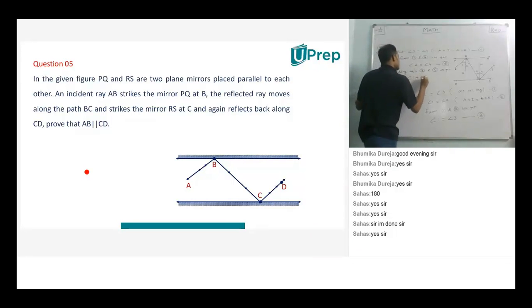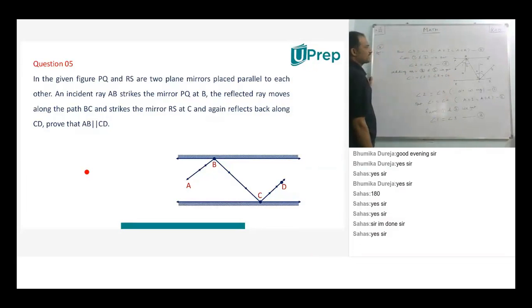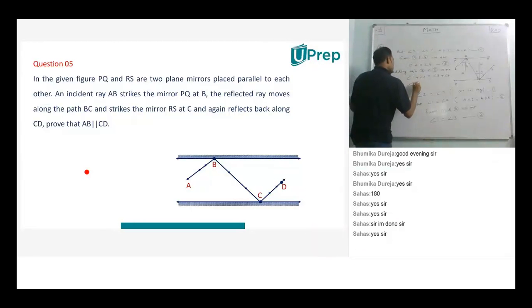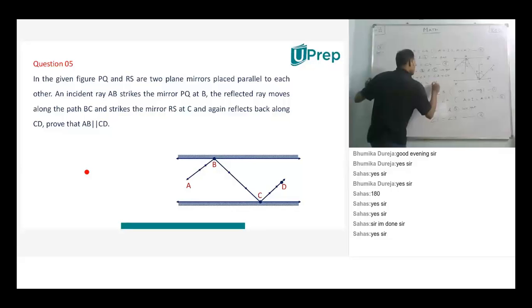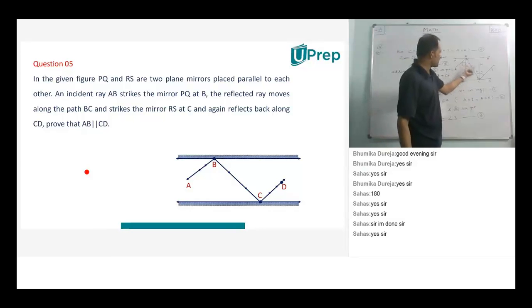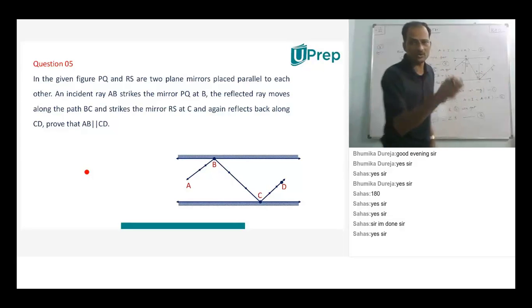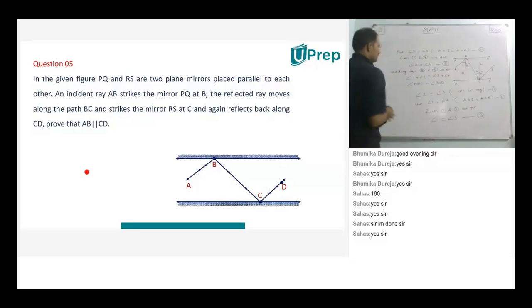angle 1 plus angle 2 will be equal to angle 3 plus angle 4. What is angle 1 plus angle 2? Angle ABC. What is angle 3 plus angle 4? Angle BCD. So basically what did we get? We got that alternate interior angles are equal. If alternate interior angles are equal, we can conclude that the lines are parallel. Please copy up to there.